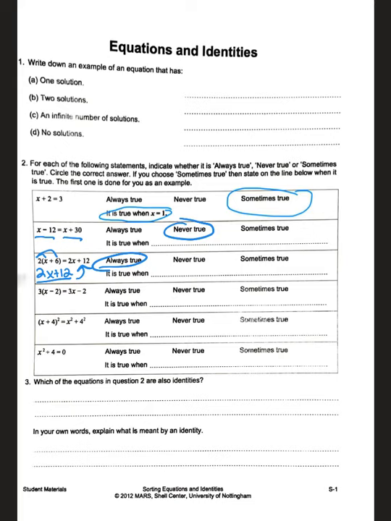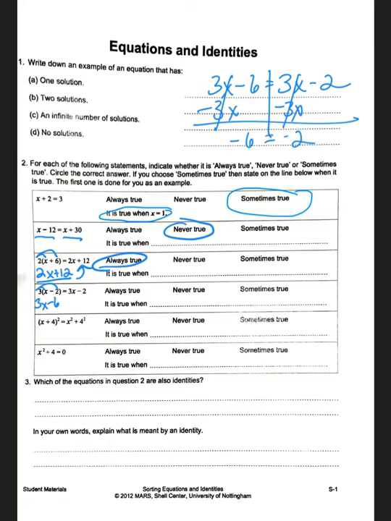Okay, let's look at the next one. 3 parentheses x minus 2 equals 3x minus 2. Well, distribute again, you get 3x minus 6. That is not the same as 3x minus 2. So I'm going to say that's never true. But let's just double check ourselves. So if I have 3x minus 6 equals 3x minus 2. Again, wouldn't you subtract 3x? Look what happens. I'm left with negative 6 equals negative 2. Again, negative 6 is not equal to negative 2. That's no solution. So it is never true.